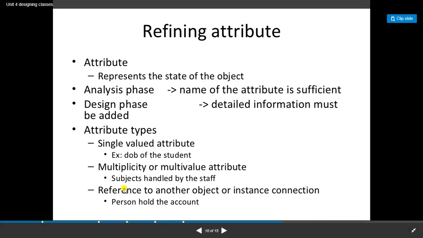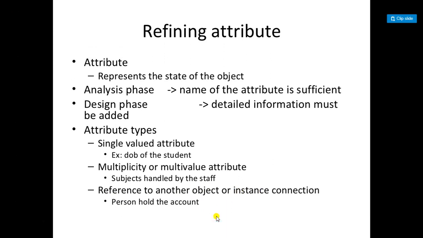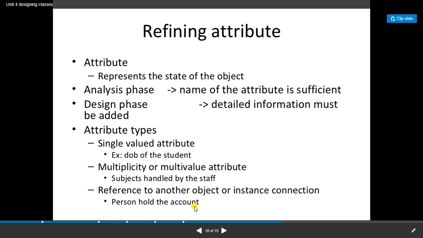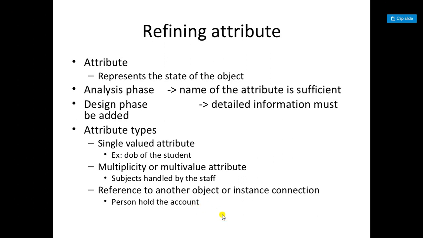Then the third type of attribute is a reference to another object or instance connection. For example, a person holds an account, which is a reference attribute to an object.